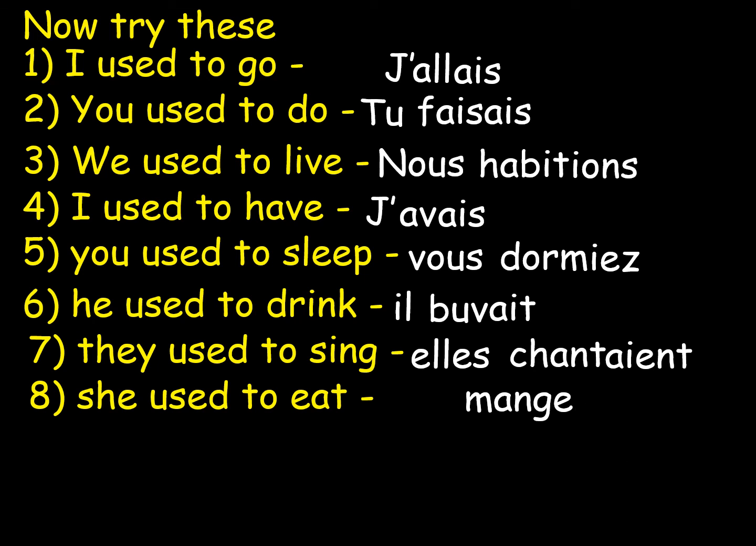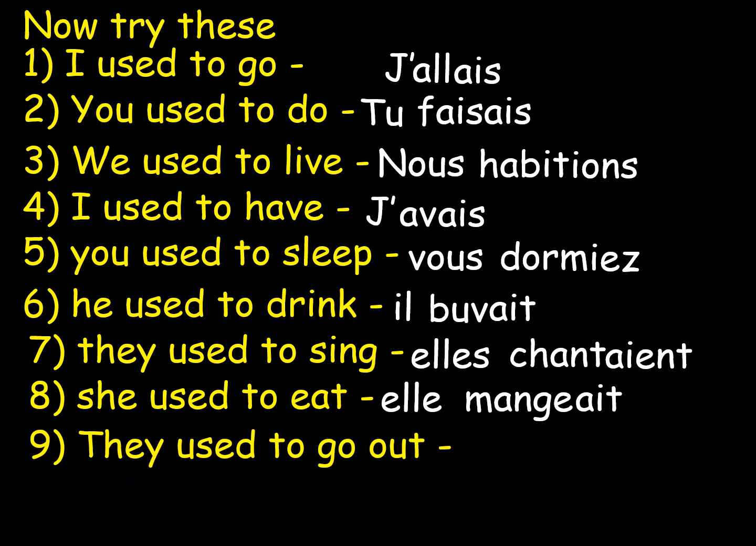We knock off the ONS and we're left with this stem, mange, and then we want to make it into the imperfect tense. So first of all we put elle at the beginning, and the ending for elle, we go down it, AIS, AIS, AIT, AIT for she as well. So it would be that, elle mangeait. She used to eat. Elle mangeait. She used to eat.